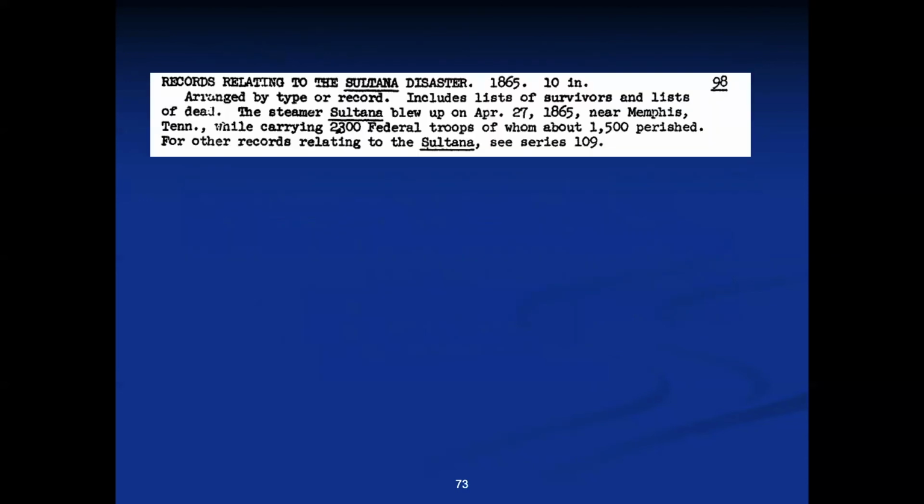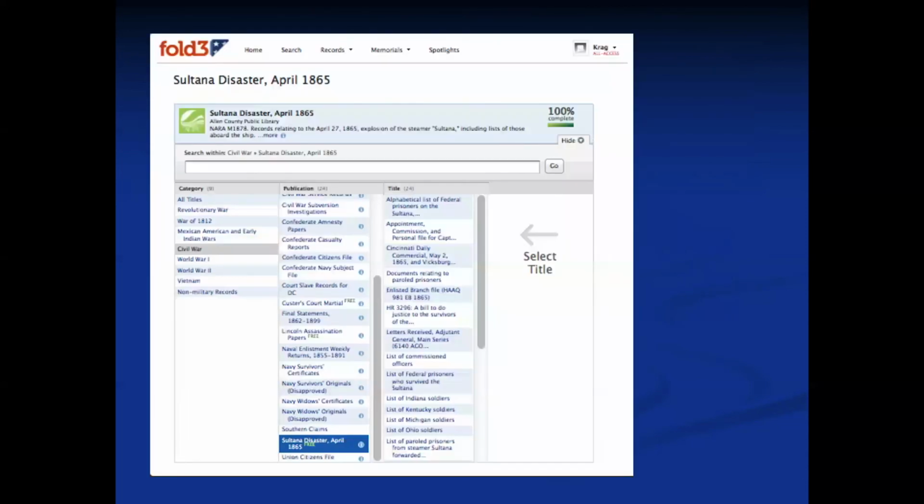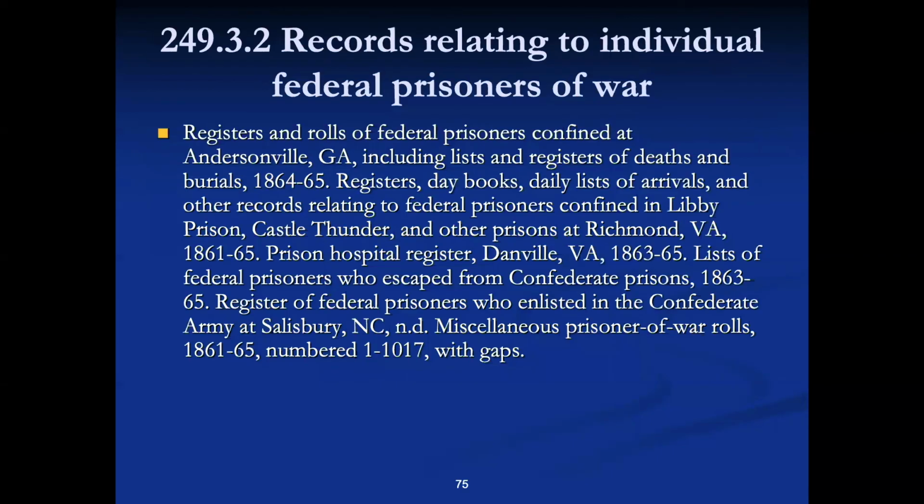So this is where those records will originally be found in entry 98, and they're arranged by type of record, and there's 10 inches. Because they were microfilmed, those records are also going to be found on fold 3, or at least a portion of them. You never know when something is microfilmed. I'm never sure whether everything has been microfilmed or not. Many times I'm told I can't look at something because it's been microfilmed, and I demonstrate that what I'm looking for is in that series of records, but it's not on the microfilm, and I'm able to look at it. So that's part of the problem.